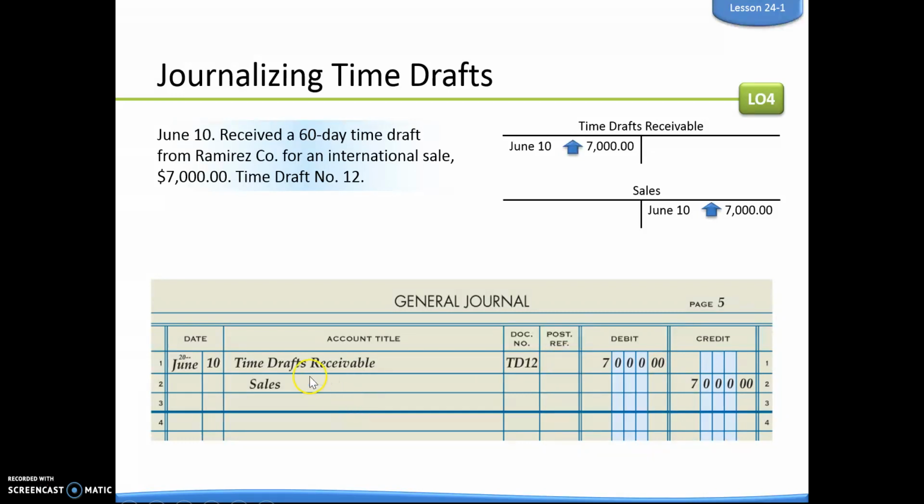So we put the date, Time Drafts Receivable. Our source document number is TD for time draft number 12. And then our sales goes up with a credit. So that actually goes in our general journal because it can't go in cash receipts, can't go in cash payments. It's not a purchase, any sort of those things.